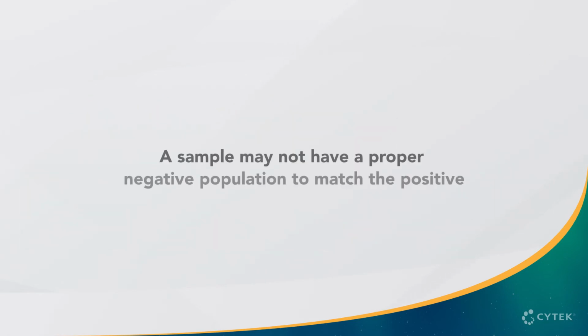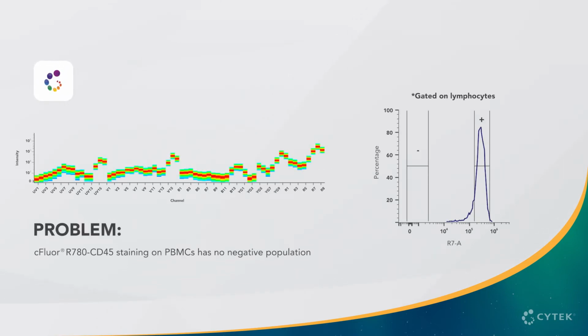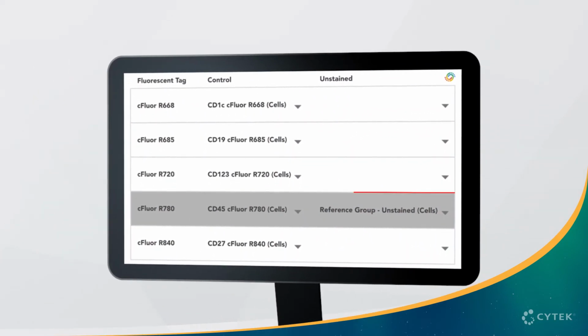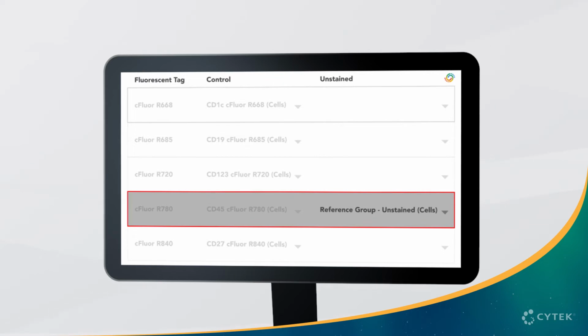In some cases, a sample may not have a proper negative population to match the positive. For example, when staining whole blood with CD45, all lymphocytes are positive for this marker. Thus, there is no matching negative population. To work around this, Cytek's SpectroFlow software allows you to assign a separate unstained sample to be used in place of the internal negative population for a given reference control.